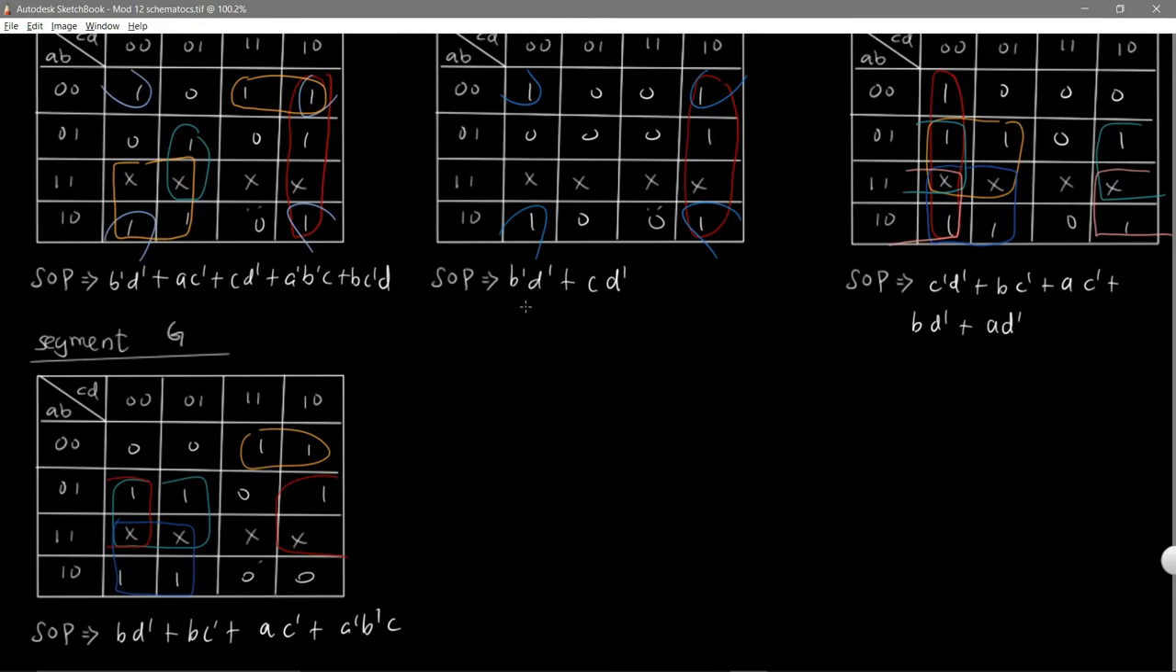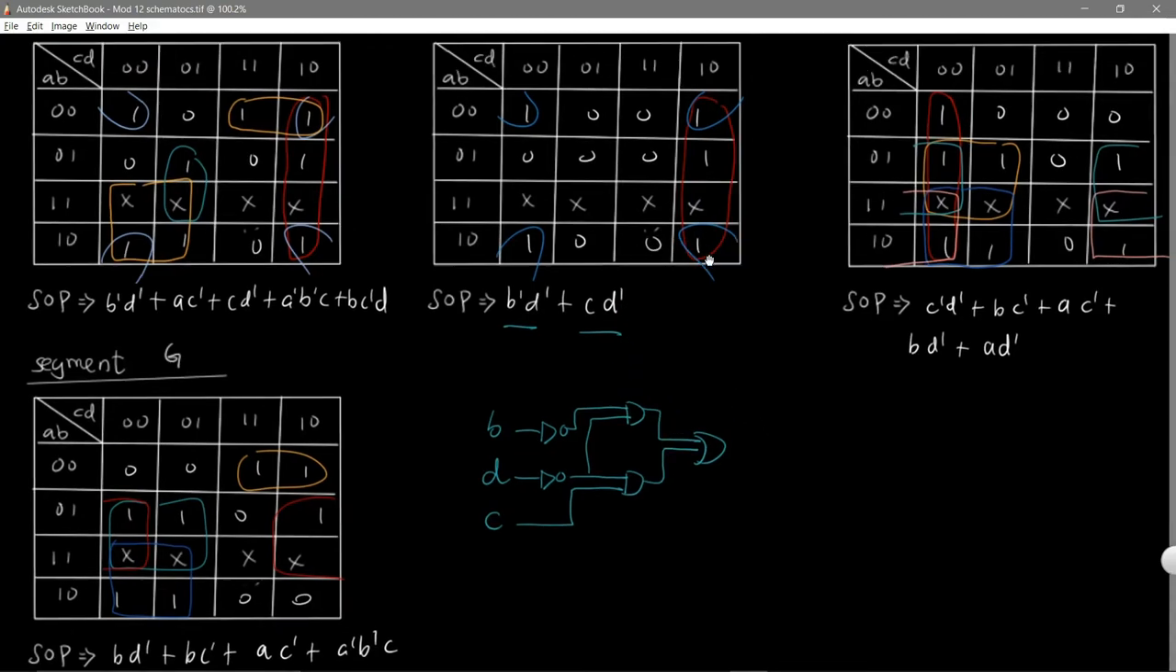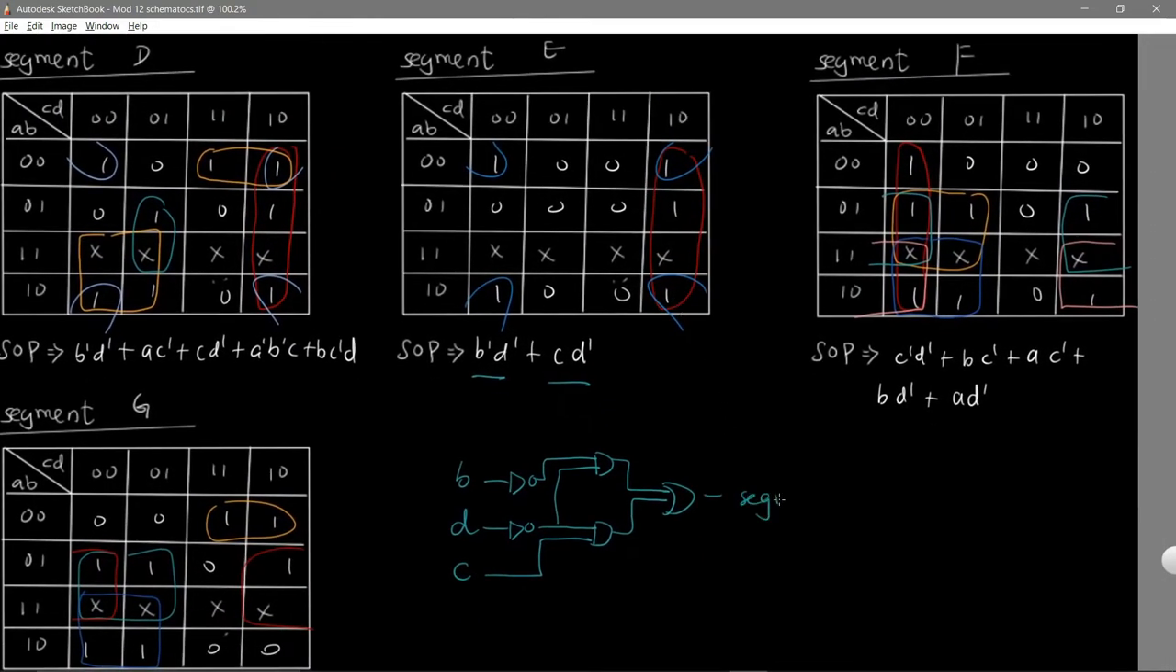Like, if you're having A B not, D not, and C D not, you want to do this. You want to do this. You need to connect them, right? And then you need to add them. And you will get a segment E input. So this output, you will connect it to the 7 segment display A, B, C, D, E.